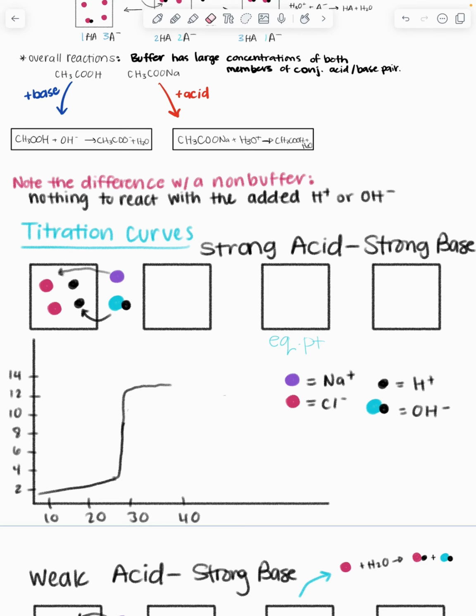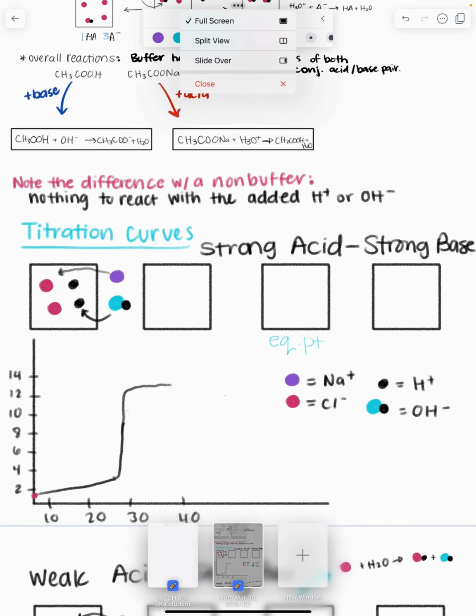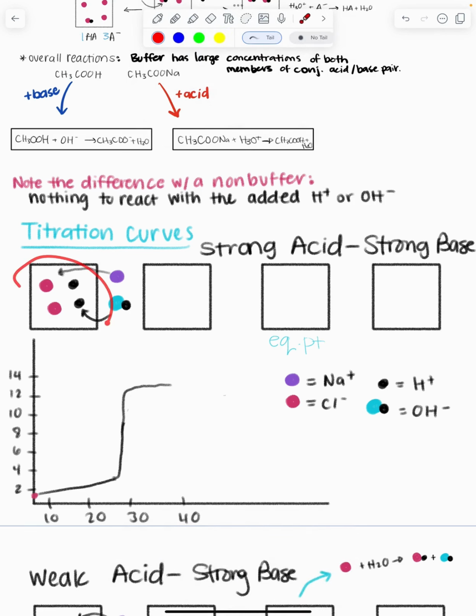If we look at the graph, we know that we're starting with HCl because the starting pH is low. So in my solution here, I have the chloride ions and the hydronium, because a strong acid is going to completely dissociate in solution. Okay, so now I'm titrating with sodium hydroxide. I'm adding sodium hydroxide to the solution, which is also a strong base, so it's also going to dissociate into sodium ions and hydroxide ions.